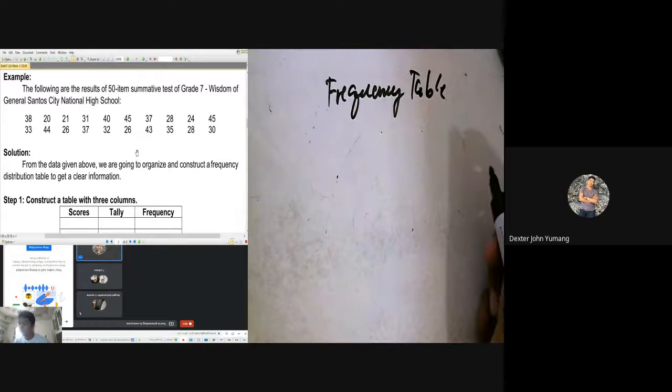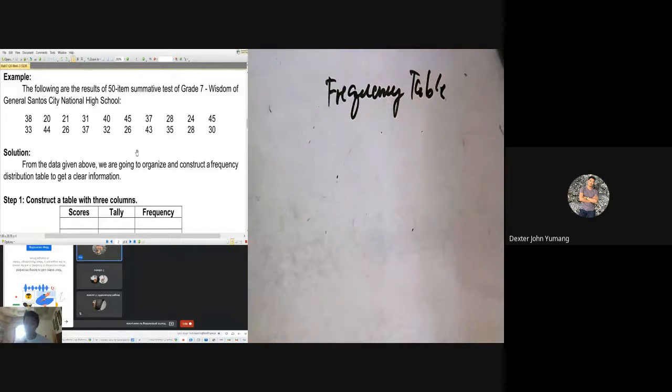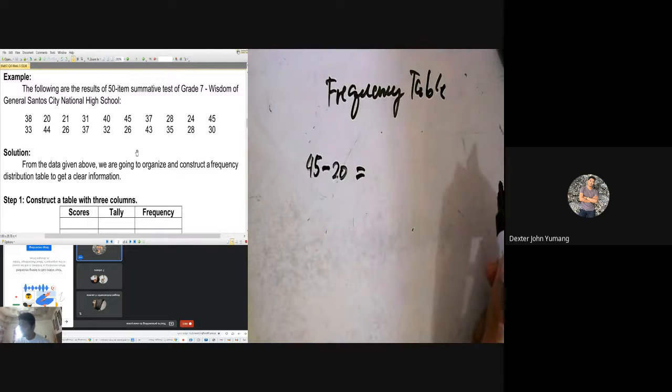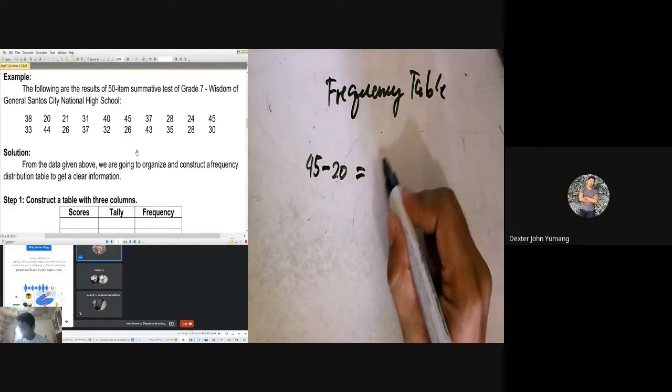Okay, how are we going to make this frequency table? First, you're going to identify the smallest and the highest number. So, what is the smallest number there? 20. Yes, that is 20. What is the highest number? 45. So, in this case, you first subtract them. So, 45 minus 20, that is 25.